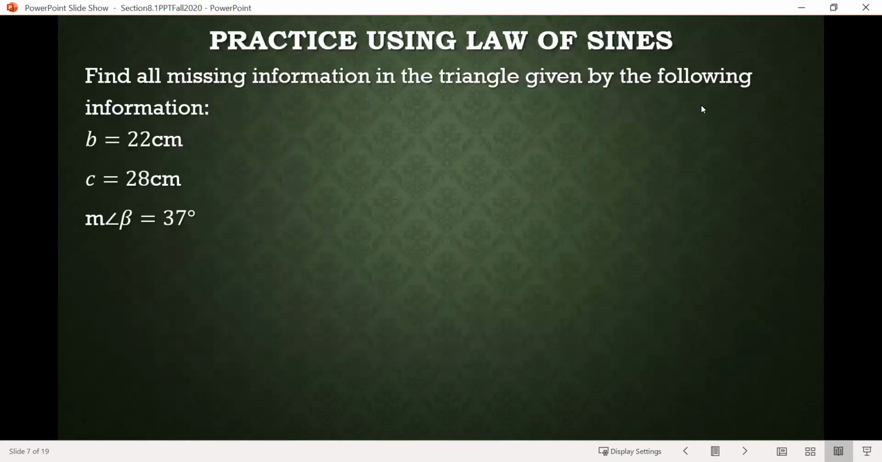So let's take a look at this problem. We're asked to find all missing information in the triangle given by the following information. It tells us that the length of side B is 22 centimeters, the length of side C is 28 centimeters, and the measure of angle beta is 37 degrees. Even though I said in the last video that we don't always use A, B, and C, and alpha, beta, and gamma, in this case it looks like they are, so we could probably assume that the side of length B is going to be across from the angle of measure beta.